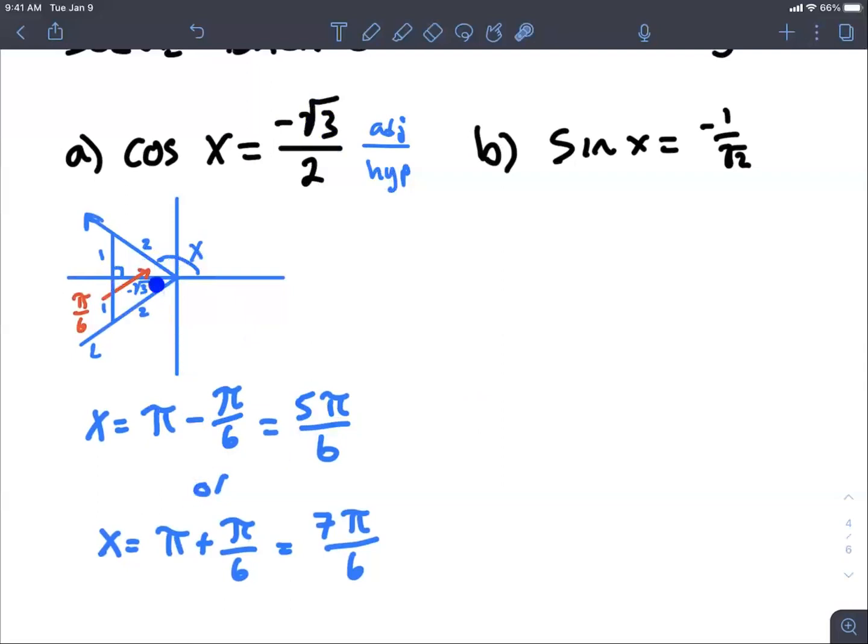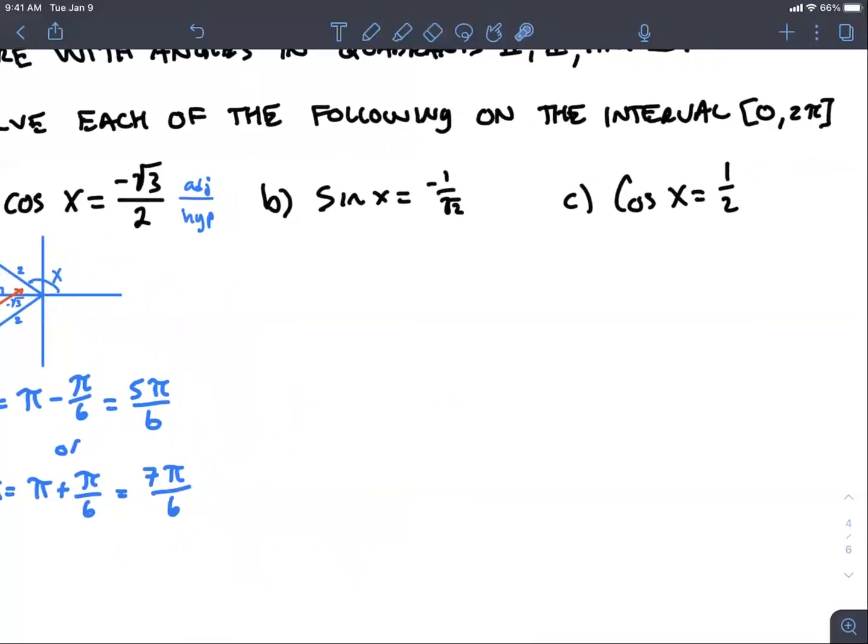Okay, next, if I want this angle down here, I can do pi plus pi over 6, because these 2 angles are the same. These are the same triangles, the reference angles. I think your teacher maybe called it a reference angle. I'm not sure. That's just the way that I learned it. Okay, so then you end up with 7 pi over 6. All right, let's try the next one.